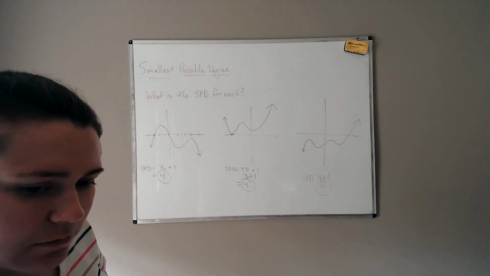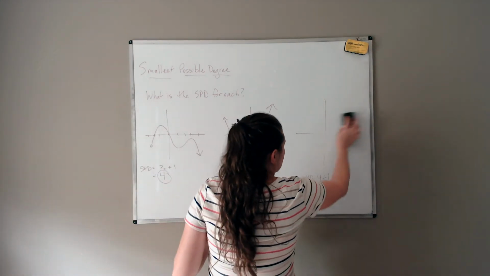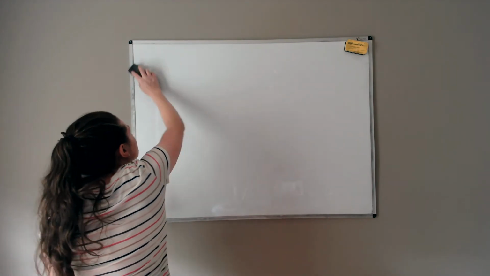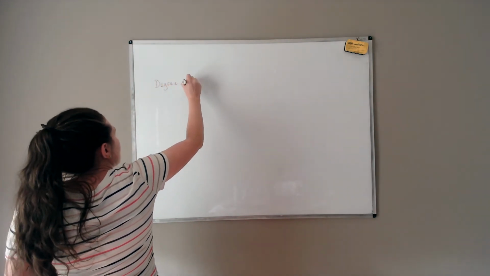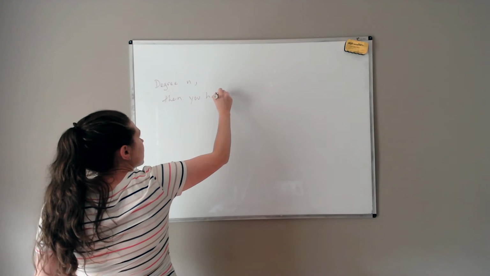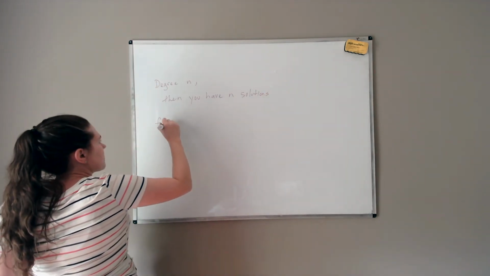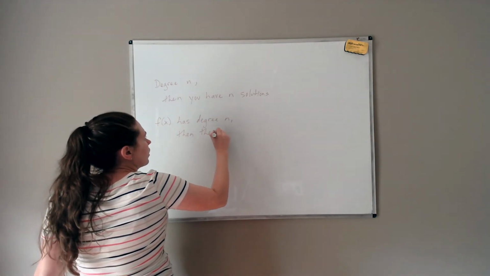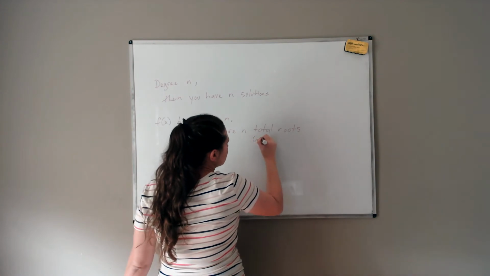Okay, so the next thing we're going to talk about are these little squiggles in the graph, okay? That's because you must have imaginary solutions happening. Now, we talked about something with the fundamental theorem of algebra, okay? Remember, if your polynomial is degree n, then you have n solutions, right? That translates to roots. So if f of x has degree n, then there are n total roots. Now you have to include multiplicity here.